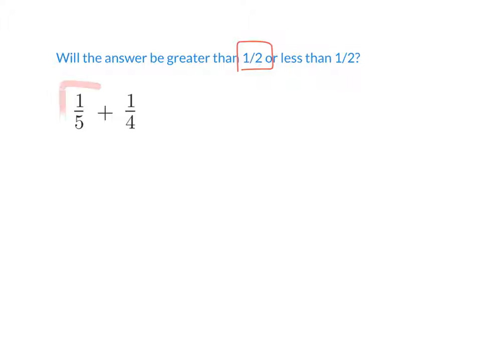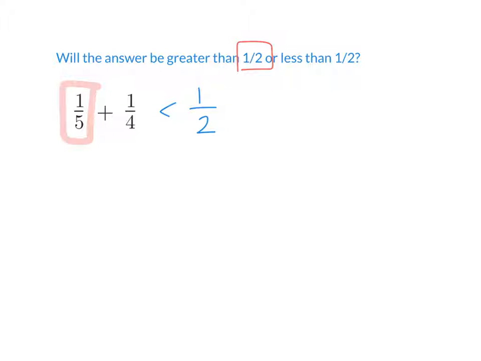So this 1/5 right here, is it bigger or smaller than 1/4? Smaller. So if I add something smaller than 1/4 to 1/4, will I have 1/2 or will I have less than 1/2? Or more than 1/2? Less than 1/2. Very good. So you can write the inequality 1/5 plus 1/4 will be less than 1/2.